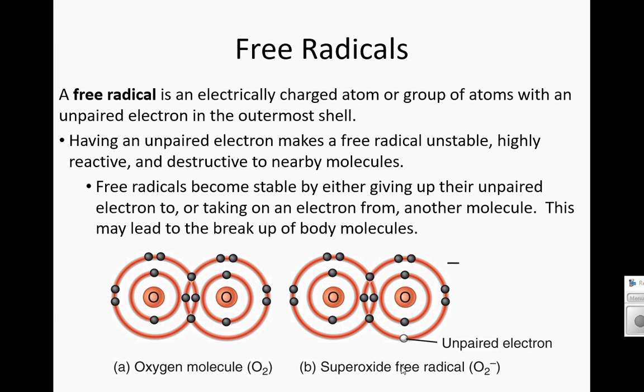Now, before we get into forming molecules and compounds and learning how and why, I want to talk just briefly about free radicals, which are electrically charged atoms or group of atoms with an unpaired electron in the outermost shell. When you have an extra electron, you have an extra negative charge, which makes a free radical very unstable, highly reactive, and destructive to nearby molecules.